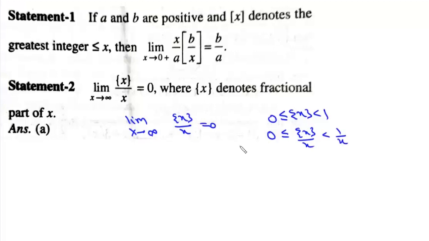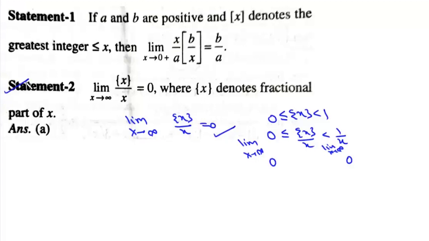1 by x. Now if we take the limit as x tends to infinity, the limit of the function on the left hand side is 0, and the limit of the function on the right hand side, which is 1 by infinity, is also 0. Then from the sandwich theorem or squeeze play theorem, we can say that the limit as x tends to infinity of the fractional part of x upon x is equal to 0. That means this statement 2 is correct.